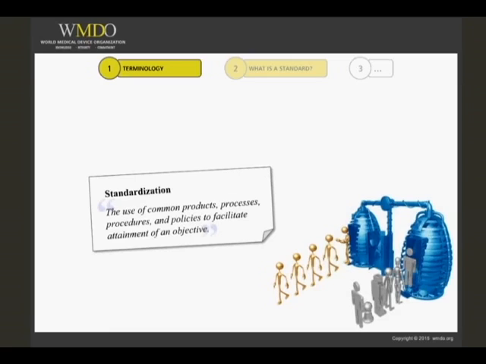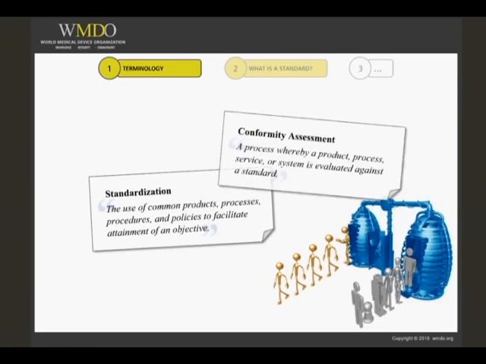Across all industry sectors, there are literally hundreds of thousands of standards in use every day. The second term is conformity assessment. Conformity assessment is defined as any activity concerned with determining directly or indirectly that relevant requirements are fulfilled. While a standard is a technical expression of how to make a product safe, efficient, and compatible with others, a standard alone cannot guarantee performance.